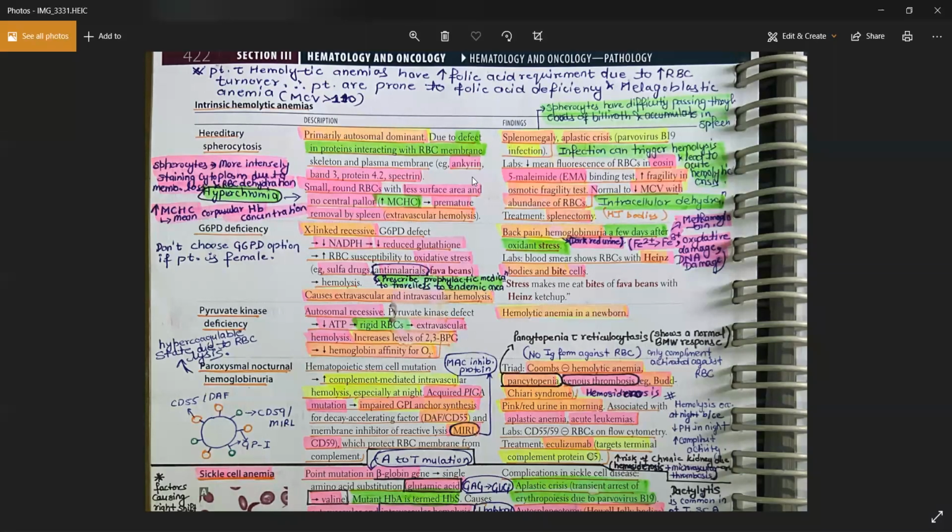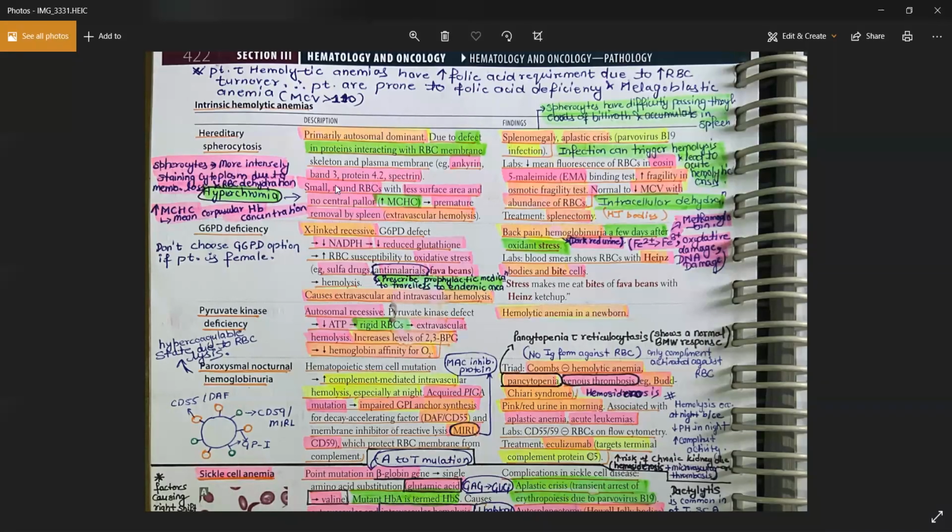But once you get mutations in these proteins, what you will get is instability in the plasma membrane, and the RBC membrane will become very fragile. You will have small RBCs, you will have round RBCs with less surface area.